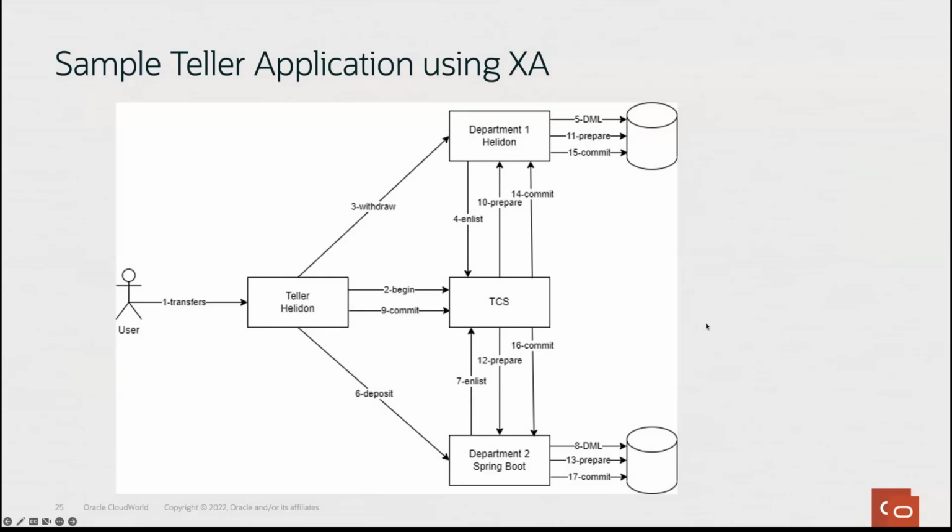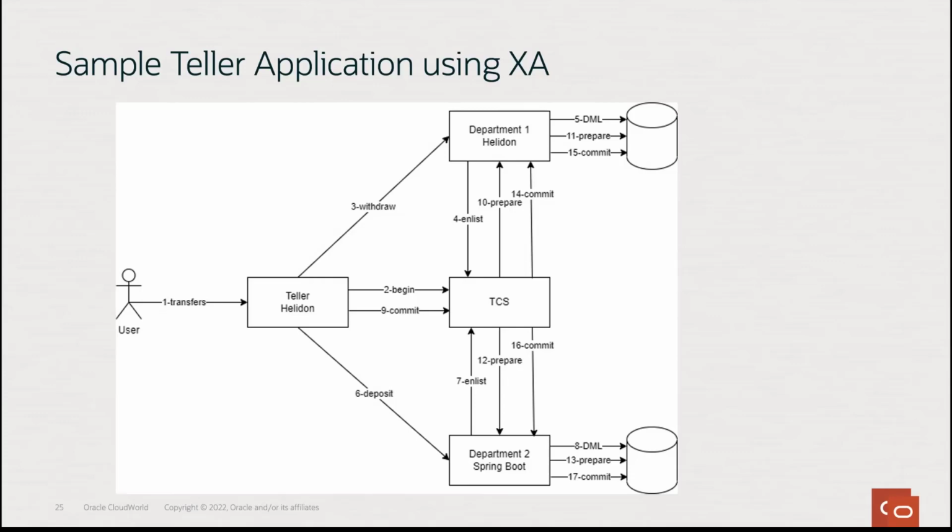All right. Let's take a look at the teller sample application that creates an XA transaction coordinated by the MicroTx transaction coordinator. In this application, there is a teller service in an organization that is responsible for transferring amounts from one department to another by creating an XA transaction. There are three microservices, as you can see: the teller, department 1, and department 2. Both department 1 and department 2 are using separate Oracle databases, which are two ATP instances running in the Oracle Cloud in this case.